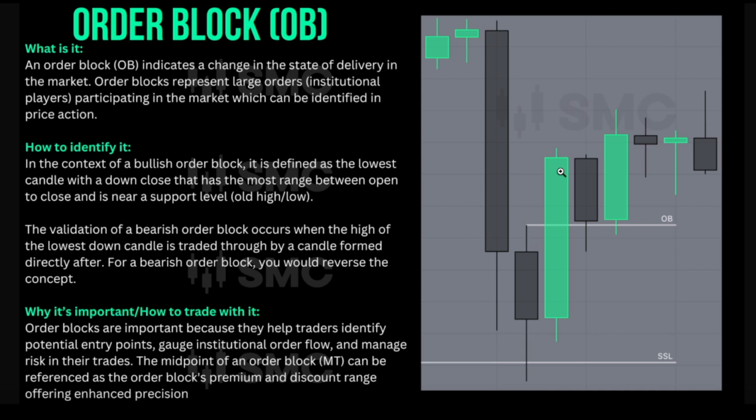Why are they important and how to trade with them? Order blocks are important because they help traders identify potential entry points, gauge institutional order flow, and manage risk in their trades. The midpoint of an order block, the MT, can be referenced as the order block's premium and discount range, offering enhanced precision. And we'll get into that in our MTCE video. So I'll show you guys some examples to make sure you understand in depth.